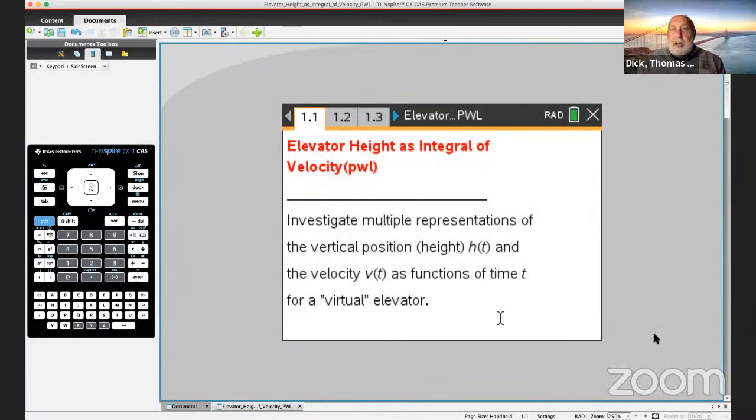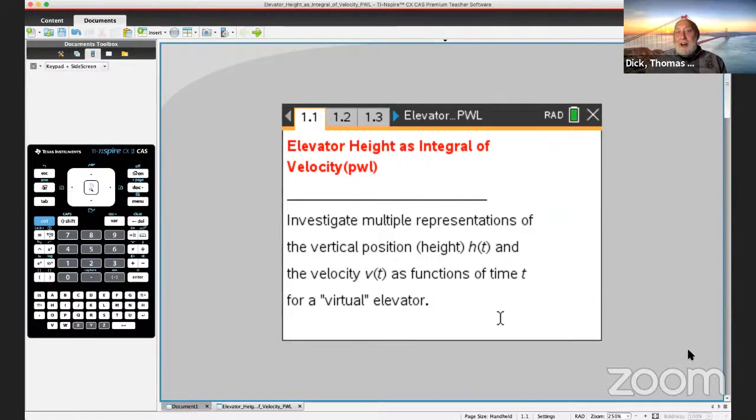I'm going to give an unabashed plug here. This is a resource that one can find over on Calculus Inspired, a set of activities and TNS or TI-Nspire files that you can use in calculus teaching. This one is one of my favorites: elevator height as an integral of a velocity. It's going to be reminiscent of the example Steve did of the power tower.